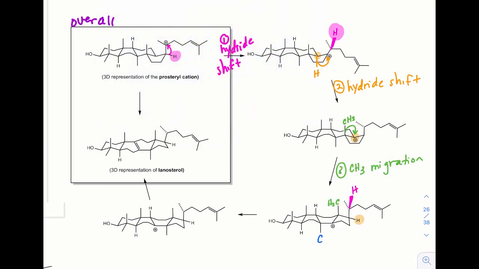There's one final methyl shift. It moves over here. Here it is after it's moved. And that is going to leave a carbocation at that BC junction.